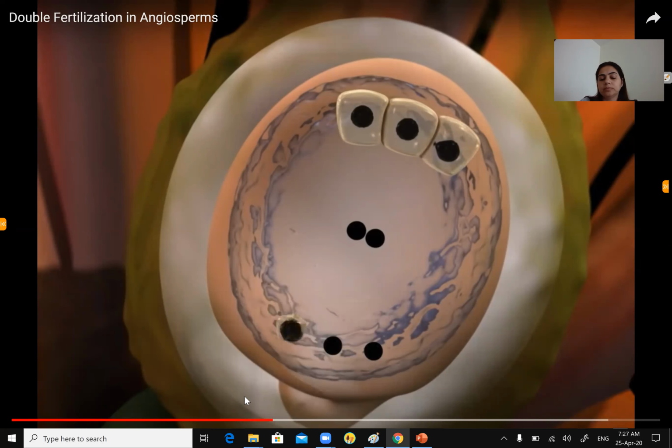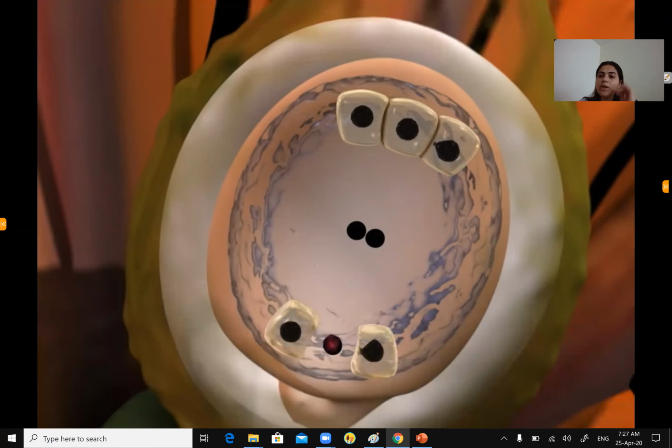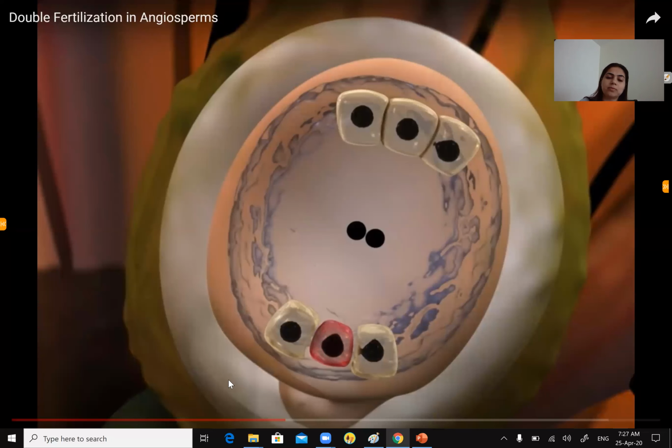Another three cells form above the micropyle. Two of these are synergids, and the other is the egg cell.